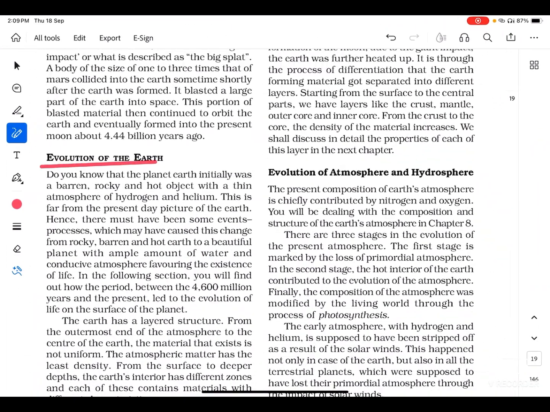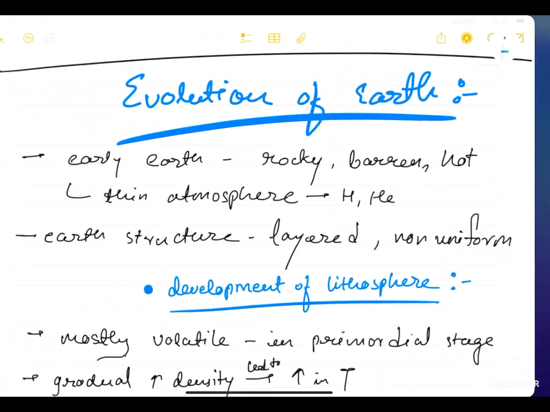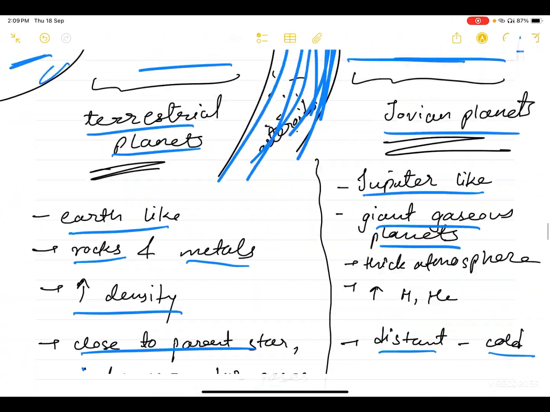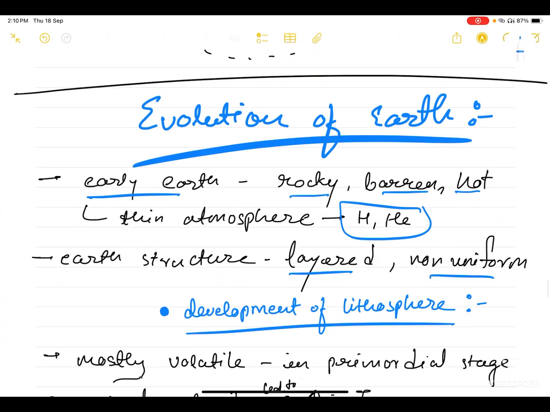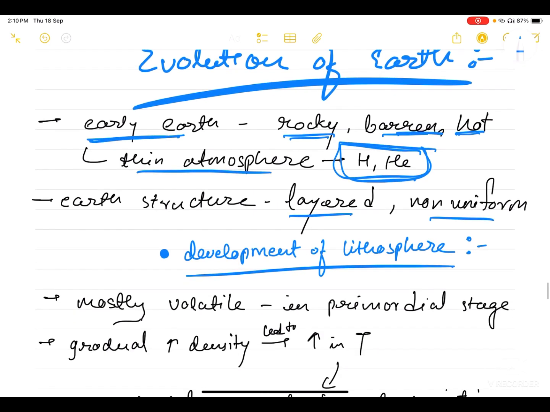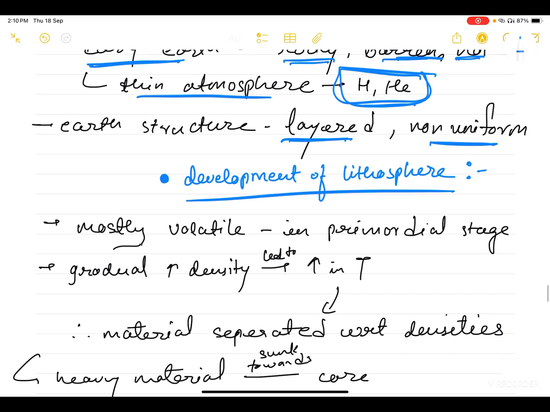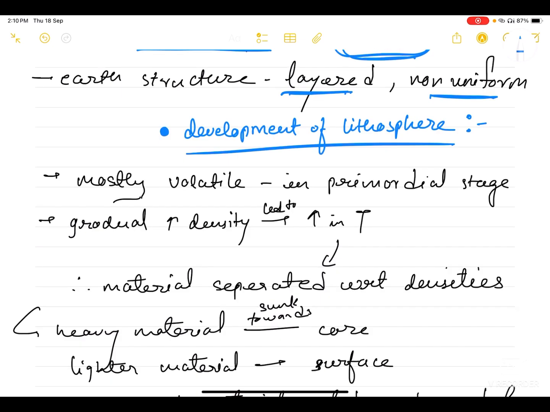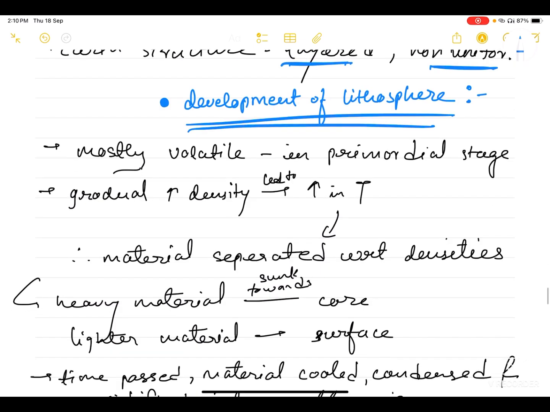Finally, we come to the evolution of the Earth. Let's have a look into it. Evolution of the Earth. Early Earth was rocky, barren, and hot, and had mainly hydrogen and helium, as the atmosphere was very thin. Our Earth structure is layered and non-uniform. So let's first look into the development of the lithosphere.